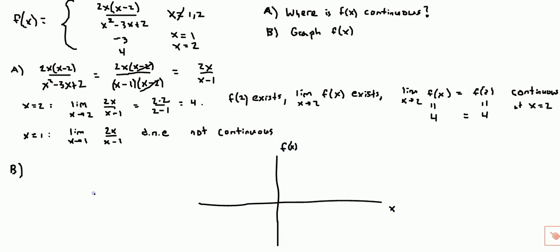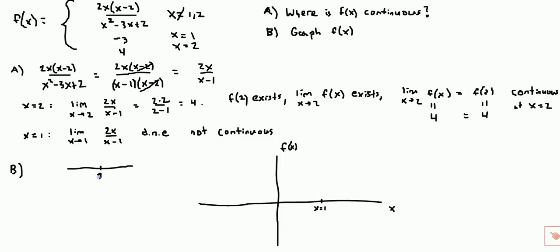So the first thing we want to do is find some points that are going to be good to focus on. And x equals 1 is going to be a good point to focus on because we know that something strange is happening there. So let's write in x equals 1 and let's examine the right hand and the left hand limits at x equals 1.